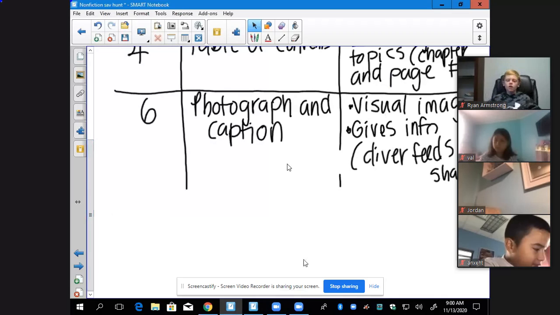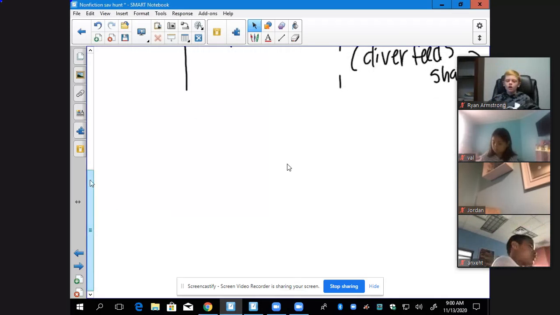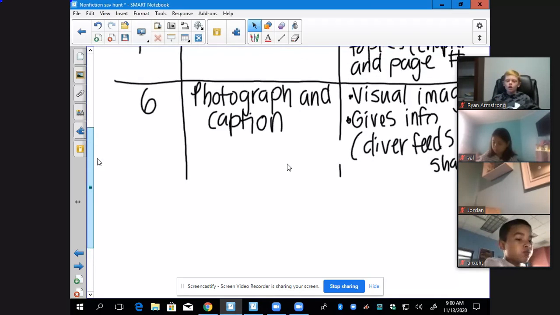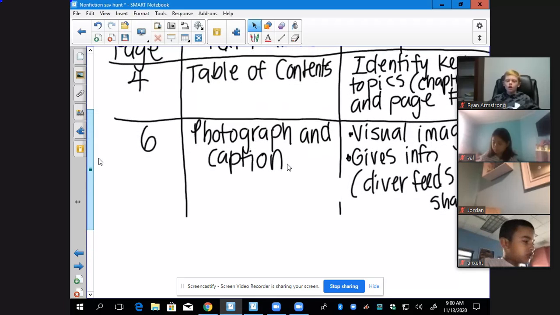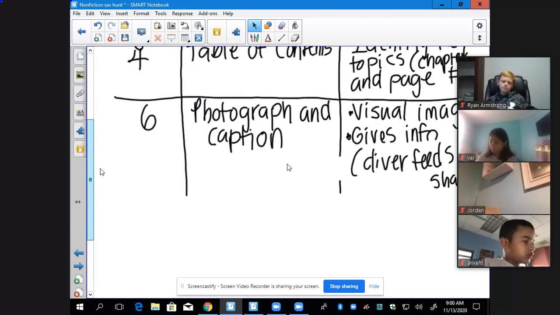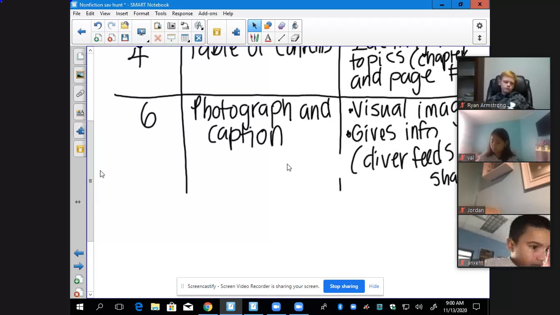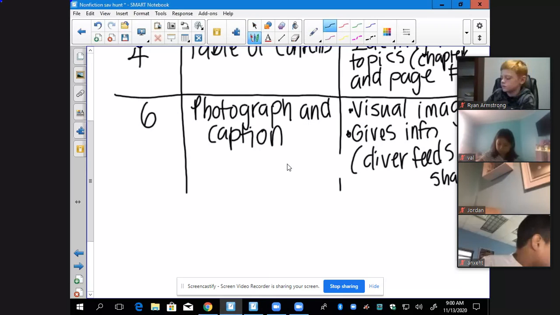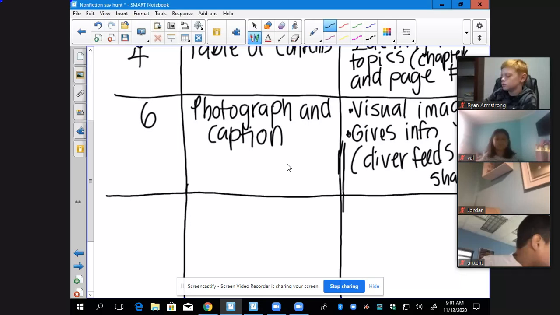Miss Brisson, in the first word near chapter, do we have parentheses? Yes, in the first, I put parentheses, chapter and page number. You don't have to, I'm just doing that, but you can if you want. So I'm going to extend my line, it's going further down. My line goes all the way across. Please draw your line. We are done with photograph and caption now.